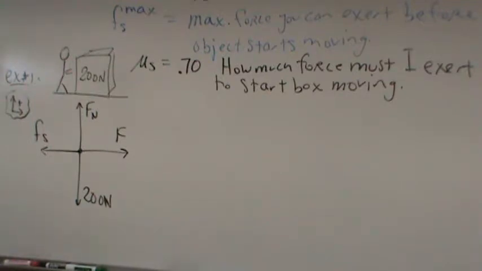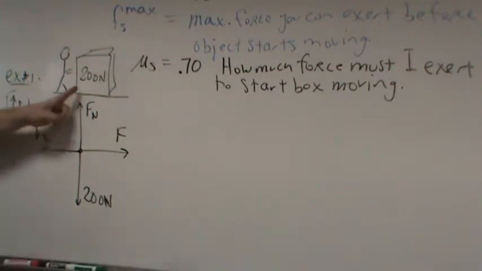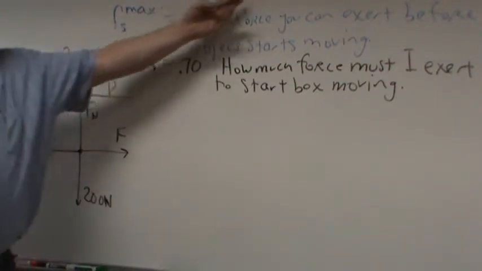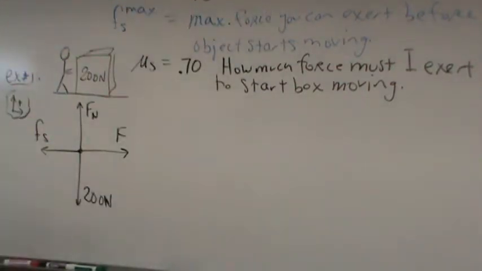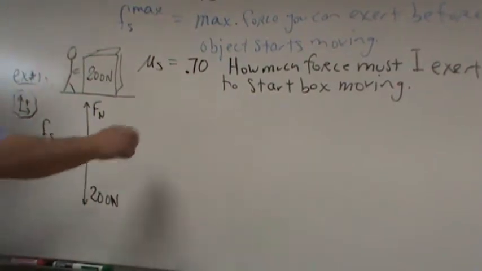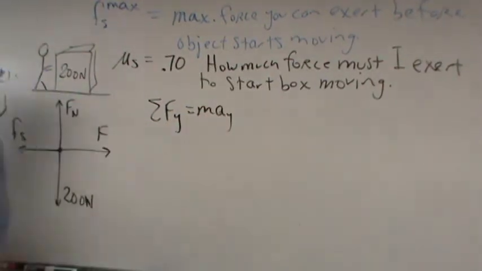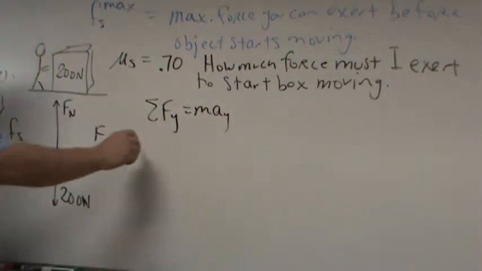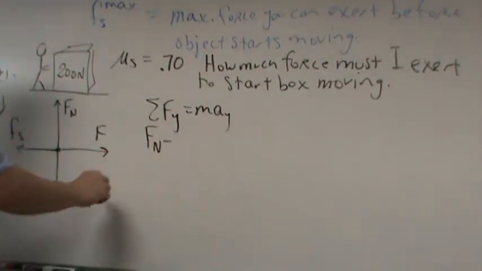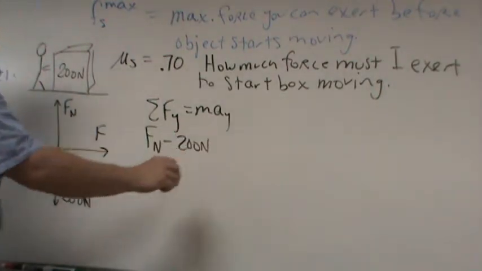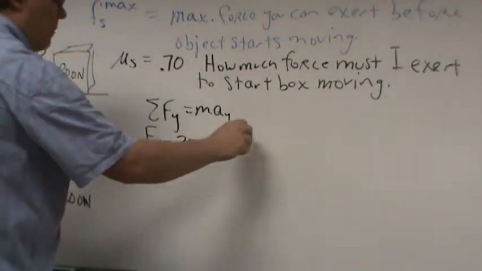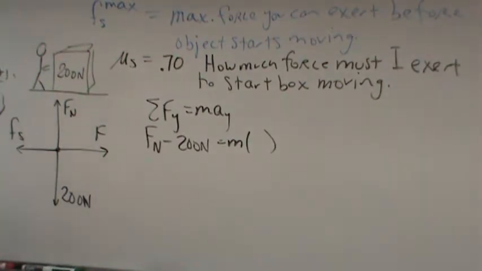Now, I'm going to do sum of the forces in the y direction equals MAY. I'm going to do that because I need to know normal force in order to plug into this formula and find friction force. So let's do sum of the forces in the y direction equals MAY. I got normal force up. I got my 200 Newton weight down, and I got mass times acceleration.